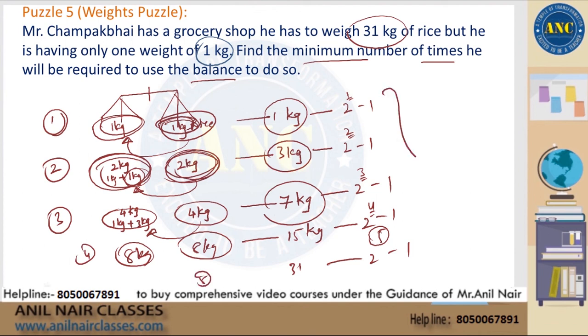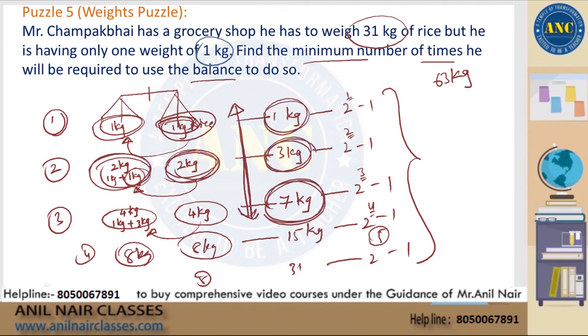But why did I explain it like this? The reason is, tomorrow someone asks you how many weighings are required for 63 kgs. If you get this trend, you will get it from the first three itself. First three itself, you should be able to track the trend. Here the trend is 1, 3 and 7.